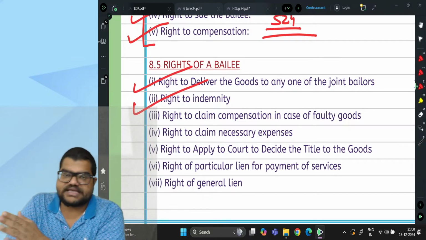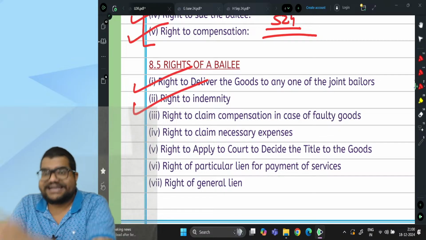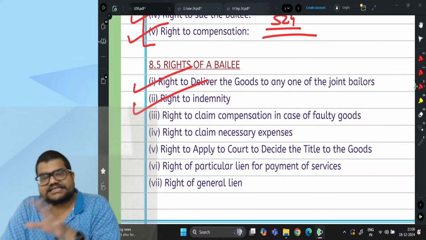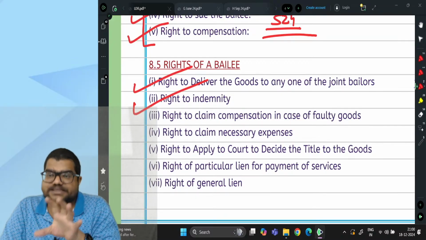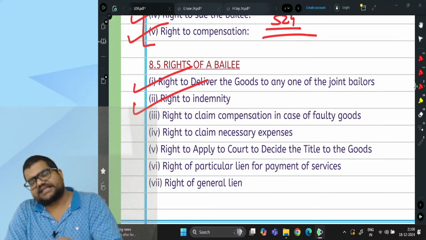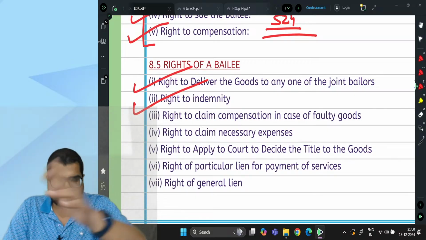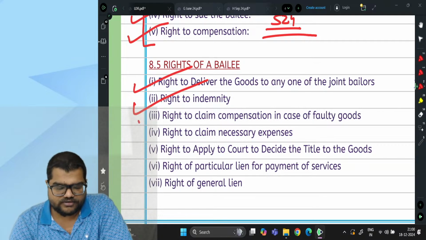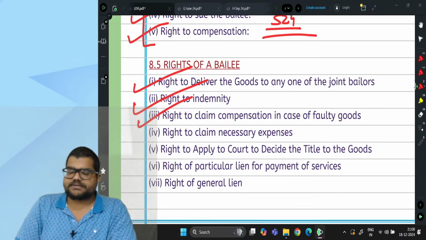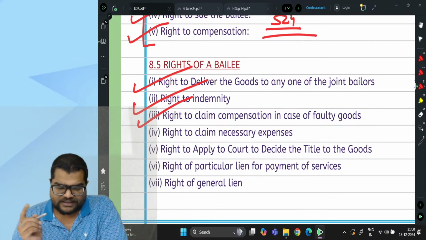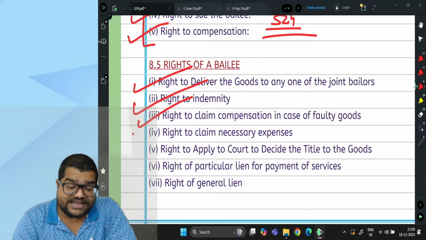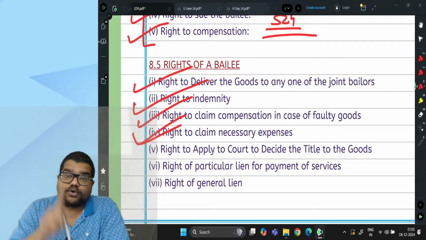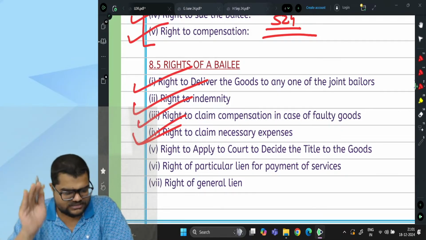We have discussed this already. That, sir, in case you happen to take a car on non-gratuitous basis and there is a defect in the car, you as a bailee have a right to take the compensation from the bailor. And that is what the point says, right to indemnity. Third one, again the same point, right to claim compensation in case of faulty goods. Then we have done one more point, claim necessary expenses. Remember we did petrol, toll tax, then engine failure, the same point.